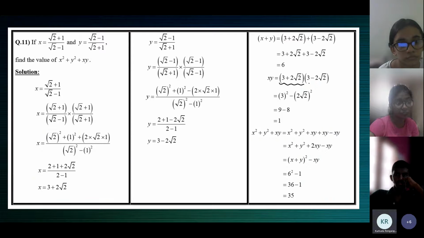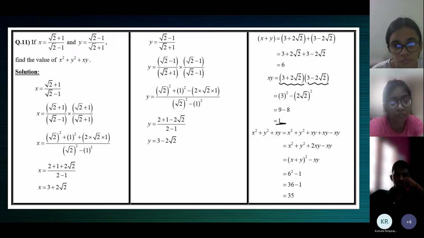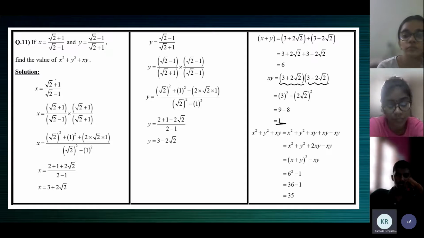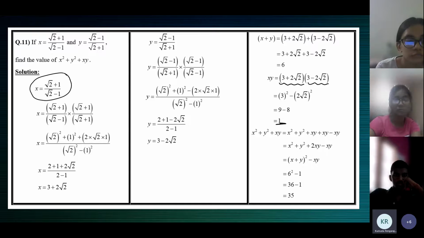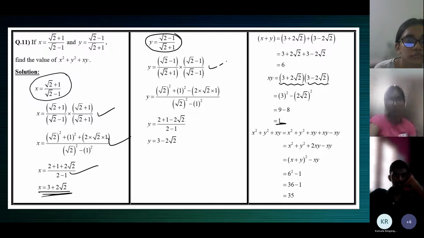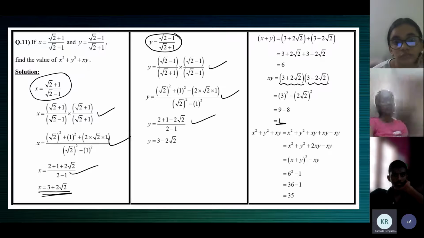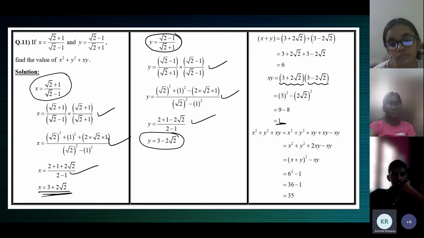X is this one, with a rational denominator, this one. Whatever you do, you will get 1 only. The value will not change. So quickly, I'll tell you. See here, children, this is x given. This is the x we are rationalizing, and this is the x with the rational denominator. This is y, which is given to us. Rationalizing, this is what we get, y with a rational denominator.